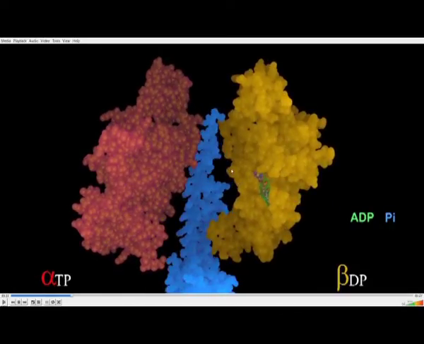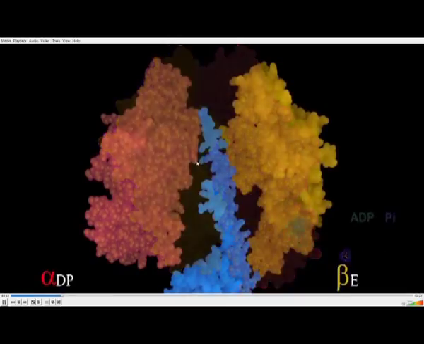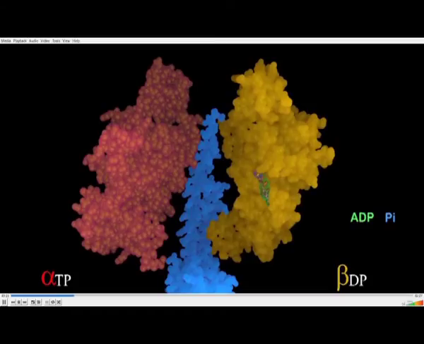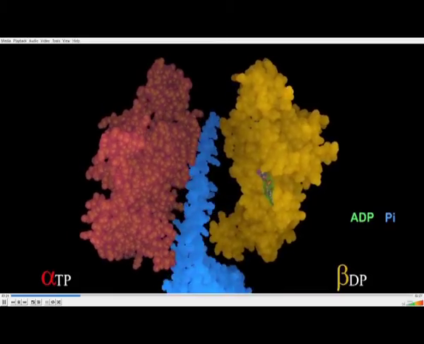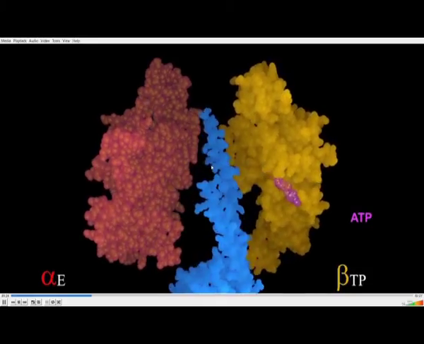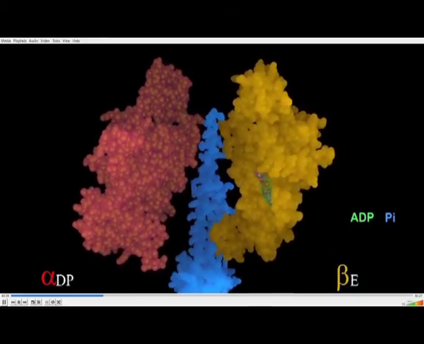So, now what you see is the 3 different conformations of the beta chain. What you see now is the open conformation, and in the open conformation the molecules are not bound. So, the active site is relaxed and it can bind ADP and Pi.